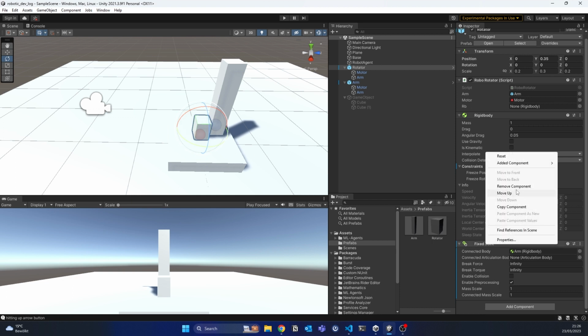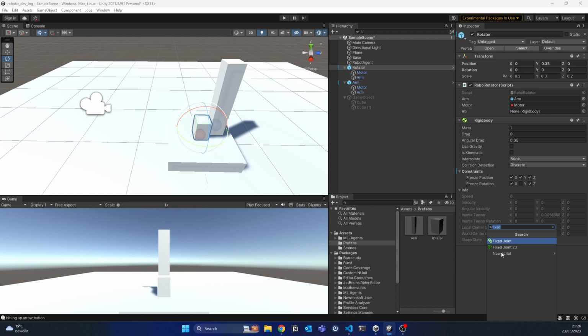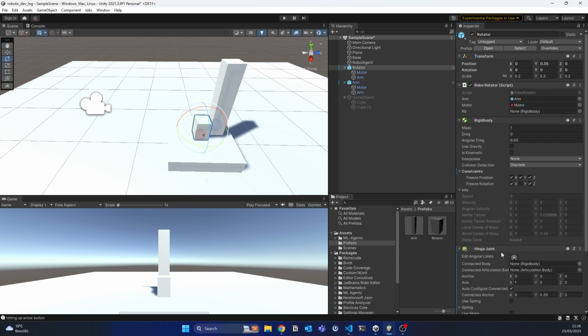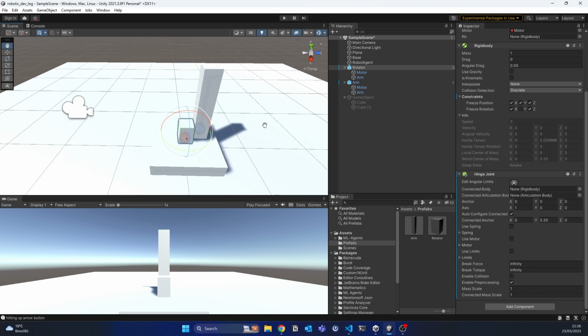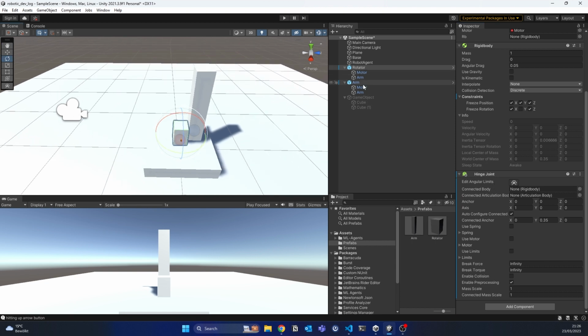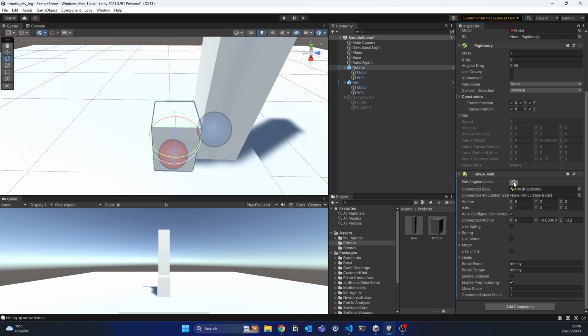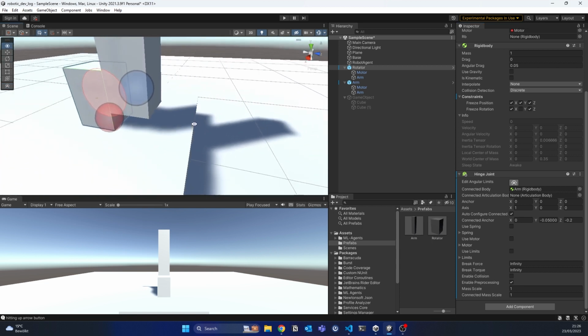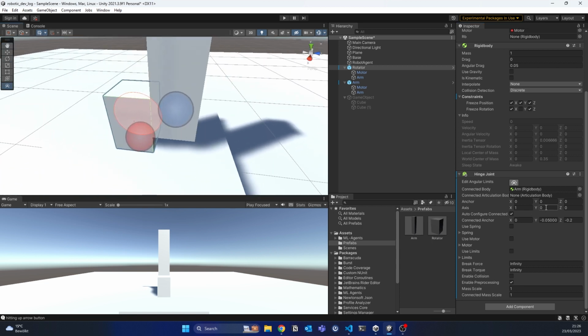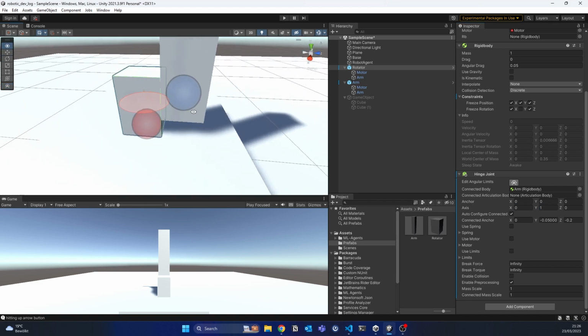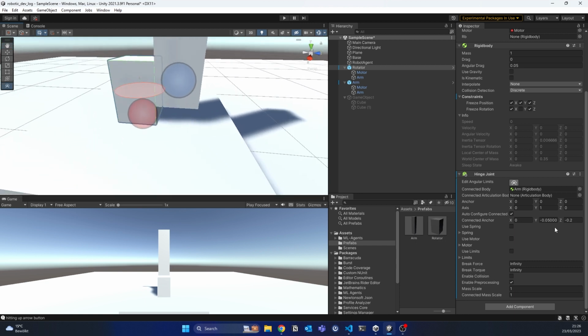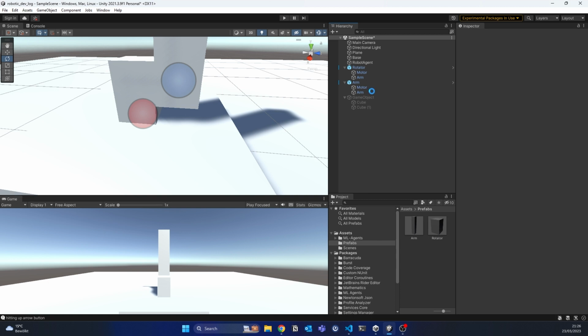Okay, so maybe we have to add a different joint, maybe a hinge or something. I don't know how this works, but let's see. We have the rotator, we have the arm, which is the connected body, and connected articulation, auto configure connection. Can we look at this somehow? I think there was something. So axis, I think. So does it mean we can rotate in this direction, or what does it exactly mean? Okay, let's see.